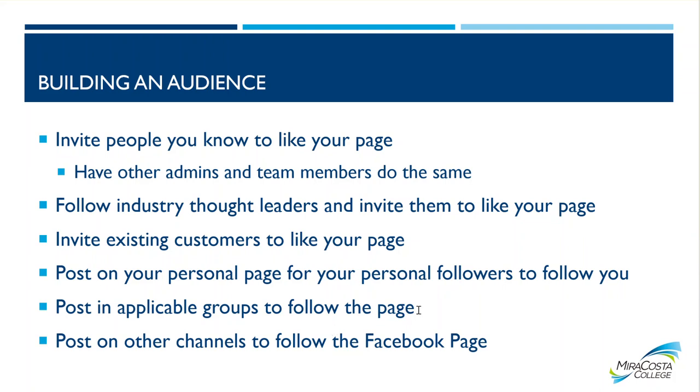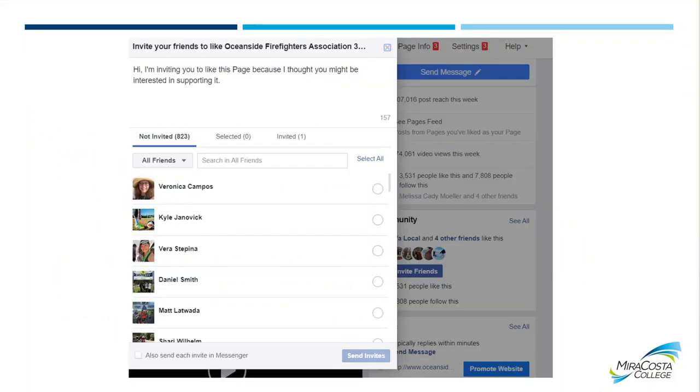Say you're a coffee shop in San Marcos and you want to promote on the City of San Marcos group, or the 760 Together group. That's a big Facebook group in San Marcos. So you can post in different groups, post on other channels to follow the Facebook page.